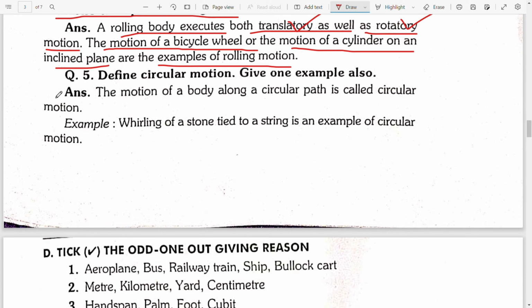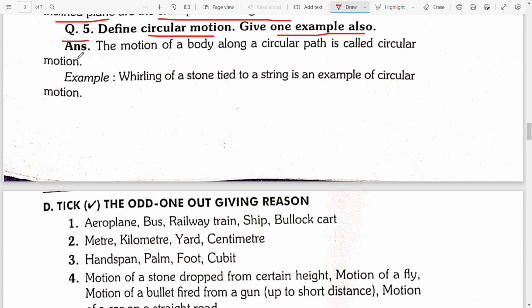Question number 5. Define circular motion. Give one example also. Answer. Motion of a body along a circular path is called circular motion. किसी बॉडी का मूवमेंट किसी सर्कुलर पाथ पे, दैट इज नोन एज द सर्कुलर मोशन. फॉर एग्जाम्पल, whirling of a stone tied to a string is an example of a circular motion.